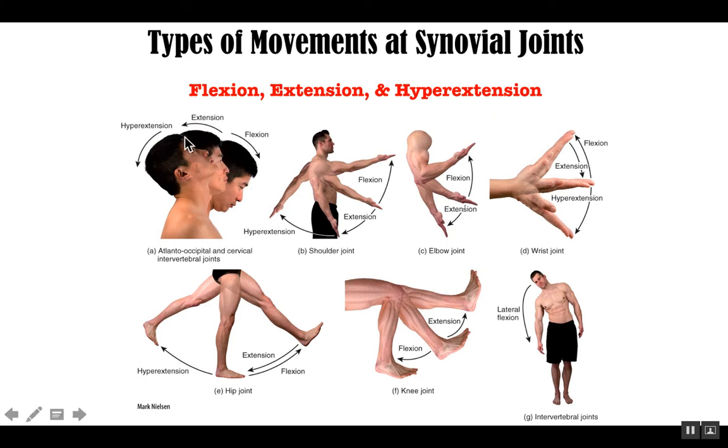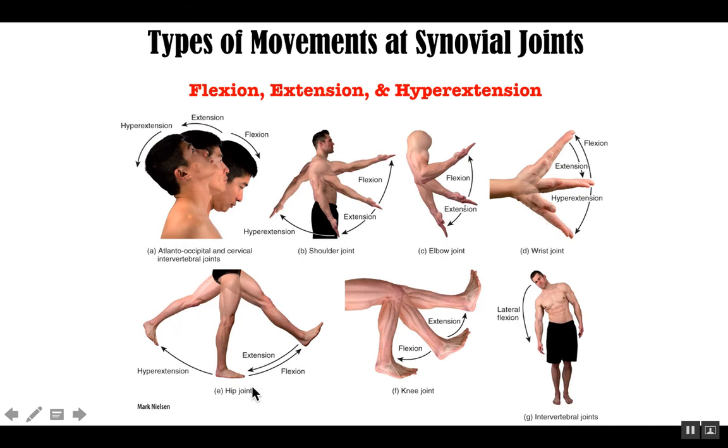You can flex and extend your head. That's largely done at the atlanto-occipital joint as well as your cervical joints. You can flex and extend at the shoulder. So when you lift your arm up like this, that is flexion. Extension is bringing it back. This joint will actually allow some hyperextension as well. You can do those things at your wrist: flexion, extension, and hyperextension.